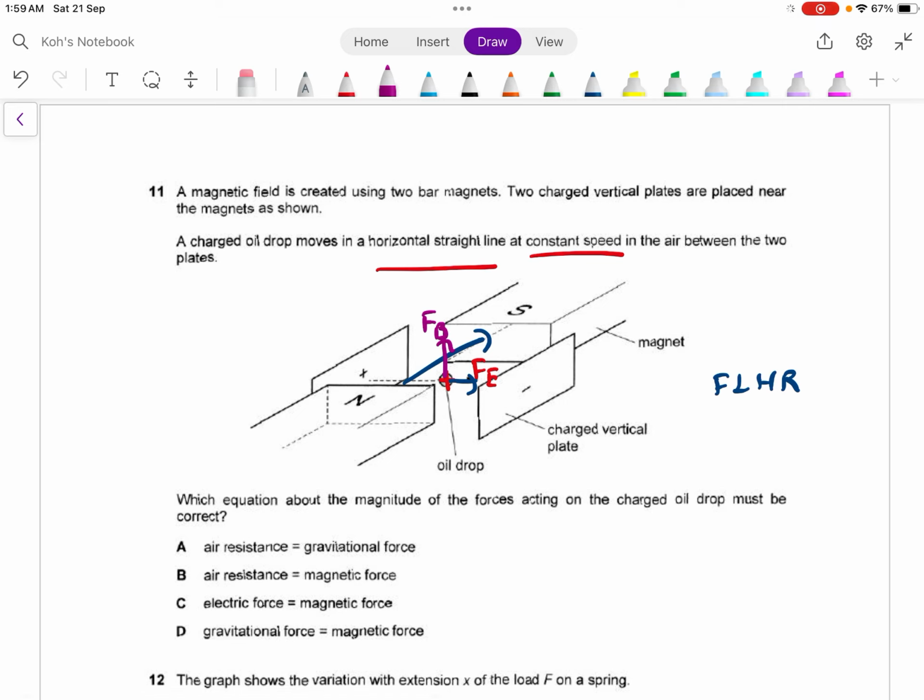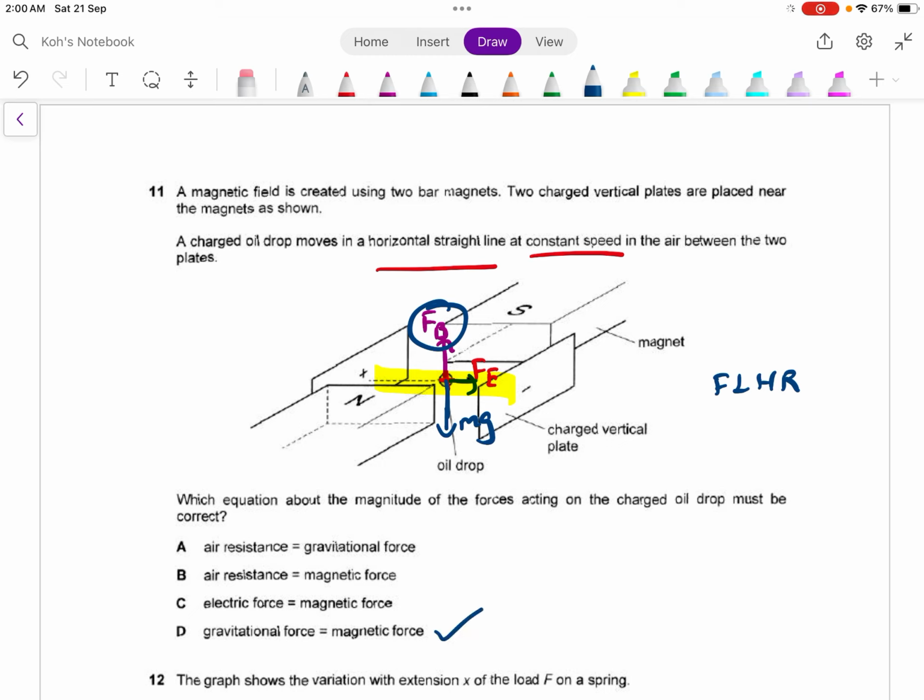This doesn't really tell us the answer yet. If you look at this, the drop is actually moving horizontally, not moving up, not moving down. That means the weight is actually equal to the magnetic force. This is confirmed true. So that's why the answer for this should be D.